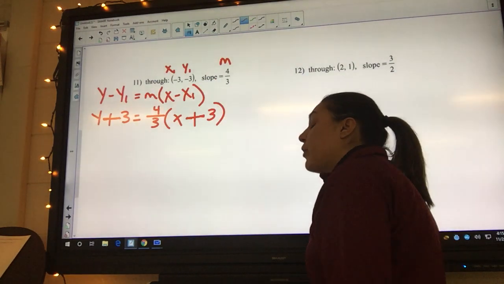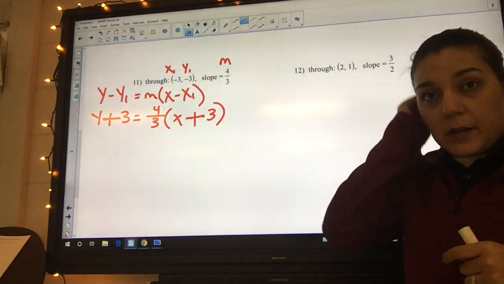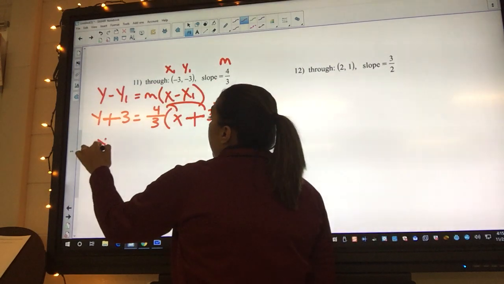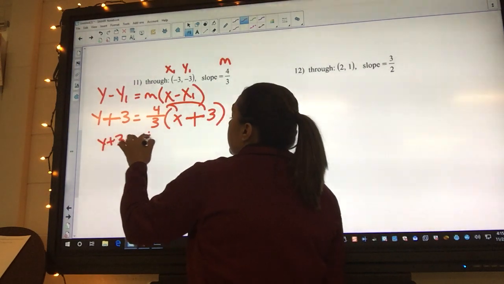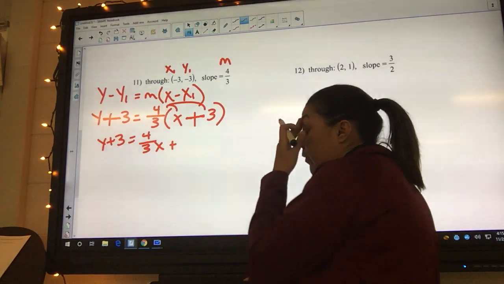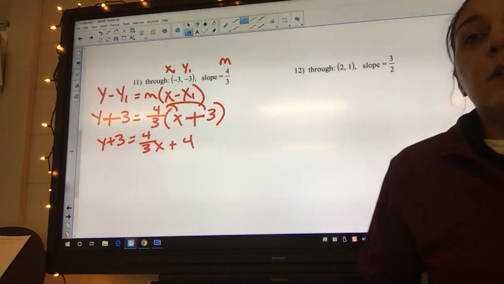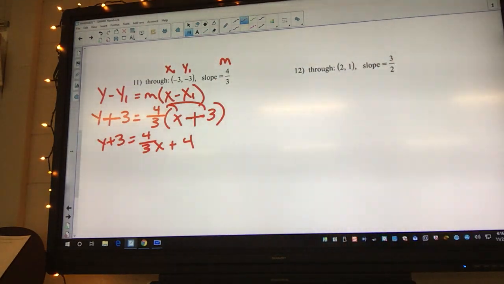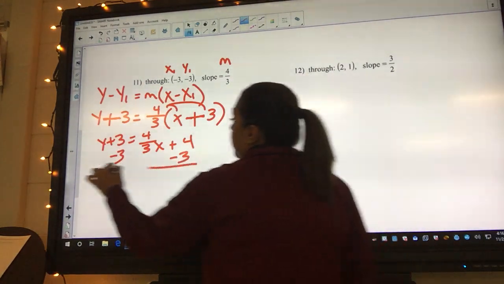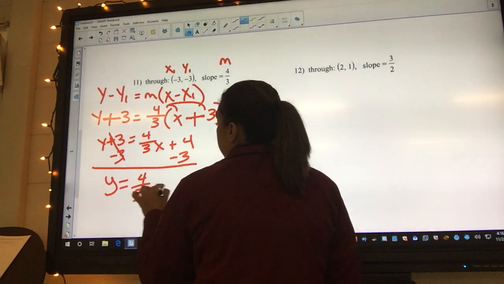Same thing, we're still trying to get it into slope intercept form, which says we want our y all by itself. So we have to distribute. So I got y plus 3 equals 4 over 3 x plus, and it's really going to be 12 over 3, which is just 4. Use your calculator. Then our last step is to subtract 3 from both sides. So I got y equals 4/3 x plus 1.